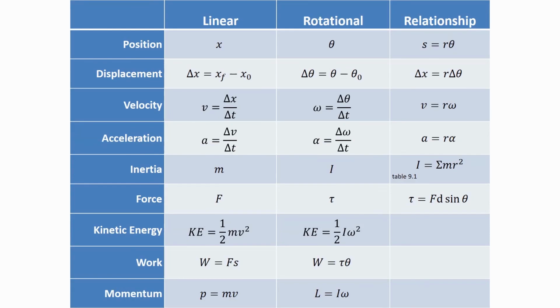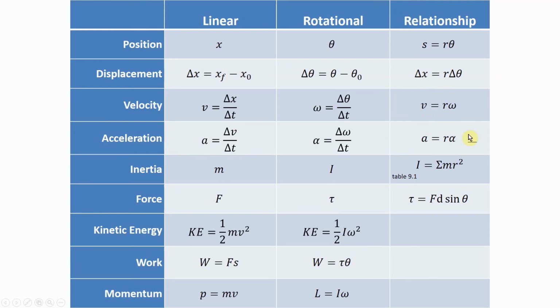So to help you out, I made a little cheat sheet. You might want to pause or save this or screenshot this picture or print it out later on if you want. The ideas here are just the same as we've done before, just in fancy letters. So let's take a look at this for a little bit. For position, X becomes theta, and we can relate them with S equals R theta for an arc length around a circle. For my velocity, V was X over T, so now omega is theta over T. And I can relate linear velocity to angular velocity with V equals R omega. Remember, meters per second equals meters per second.